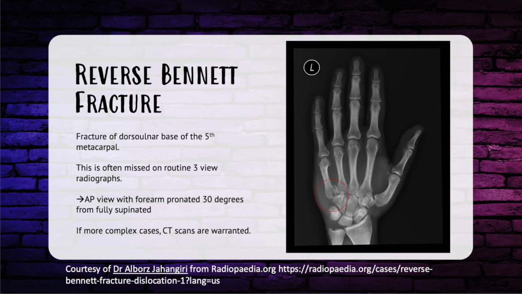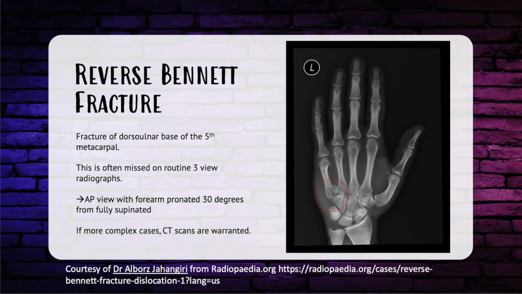Okay, Brian, you talked about a Bennett fracture, but what is a reverse Bennett fracture or baby Bennett fracture? That's actually a fracture of the dorsal ulnar base of the 5th metacarpal. Since the extensor carpi ulnaris inserts onto the dorsal ulnar base of the 5th metacarpal, the classic deformity of a reverse Bennett fracture is a proximal and dorsal subluxation of the metacarpal base. This is often missed on routine 3-view radiographs.